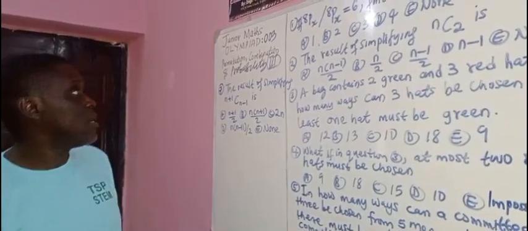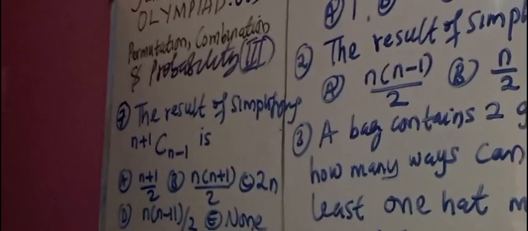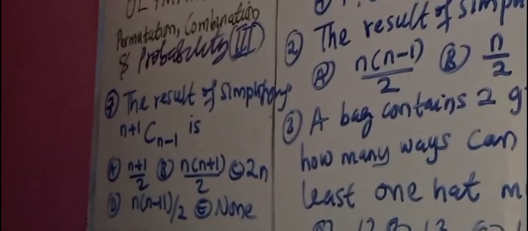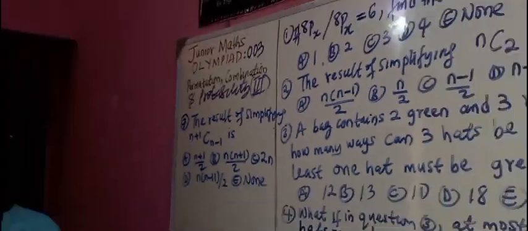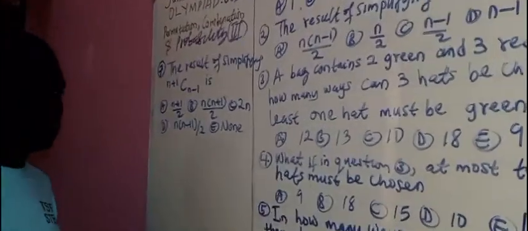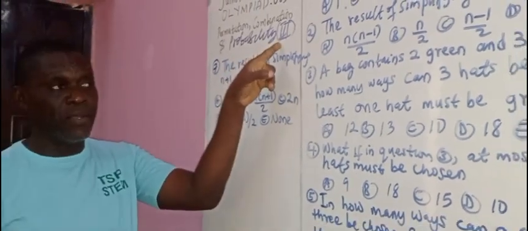STEM Communication, Junior Maths Olympiad 003. We are looking at the third part of our lesson, our expository on permutation, combination, and probability. Part 3. We have looked at part 1, part 2. It's important you start from part 1, then 2, then you can come down to part 3. Otherwise, you will not be able to understand the trend of the expository.